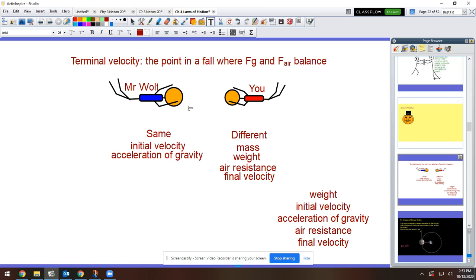And if the parachutes fail, I will strike the ground at a higher speed than you would. Good, hooray for you. But this is how terminal velocity works. It's where the force of gravity and air resistance balance each other out.